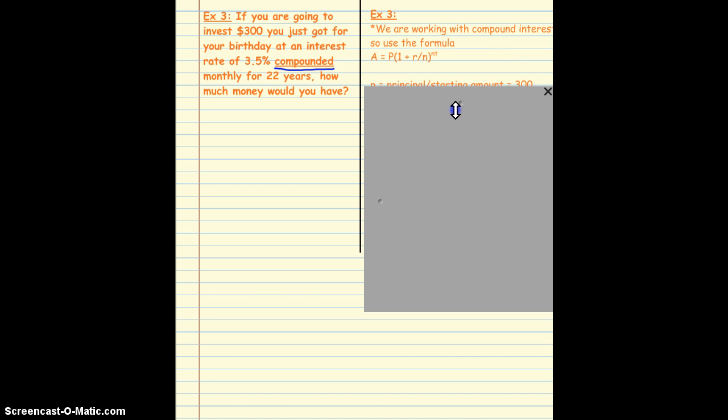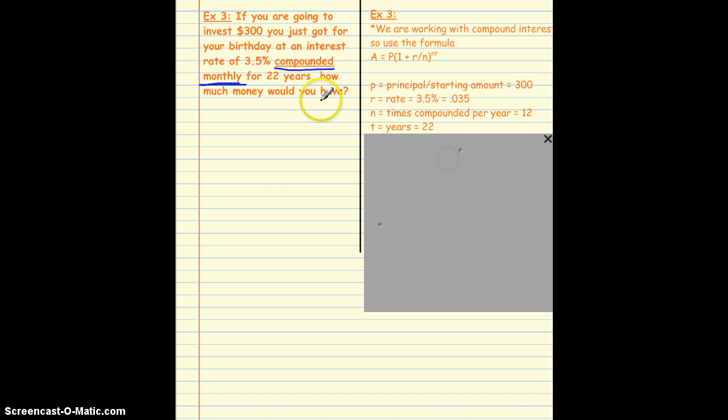All right, first one, P is our principal or our starting amount. Well, we're starting with our $300 we just got for our birthday. The R is our rate, 3.5%. If we move the decimal over 2 spots, we get 0.035. Our N is how many times it's compounded. Well, it says it's compounded monthly. Well, there's 12 months in a year, so that means we're going to use 12 for the number of times it's compounded per year. And T is the time, and it tells us 22 years.